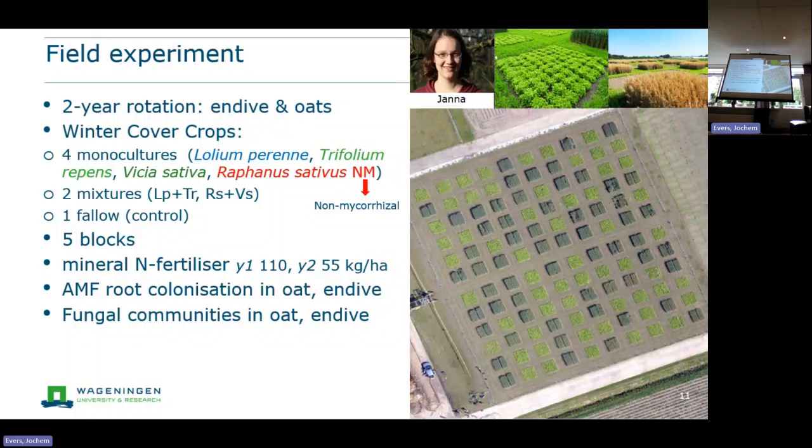And any endive growers in the room? Any oat growers in the room? Yeah, we would need to zoom in a little bit more.